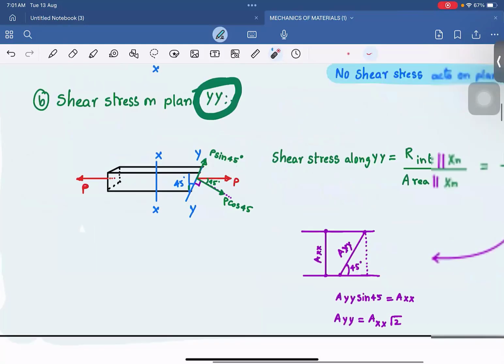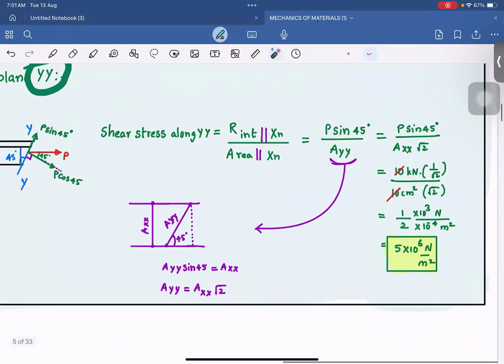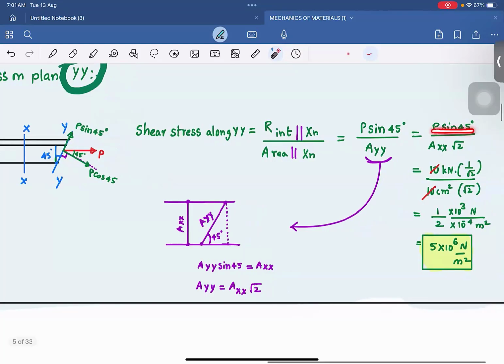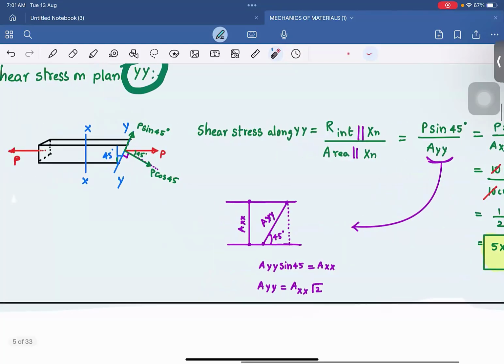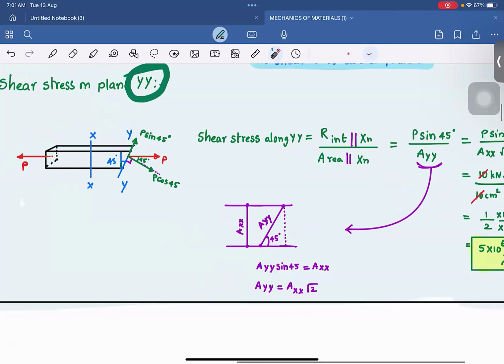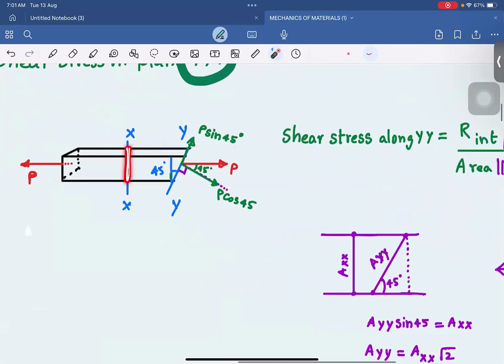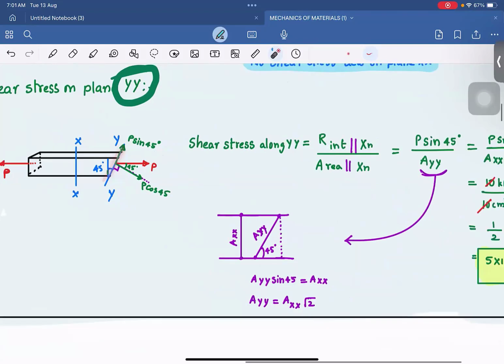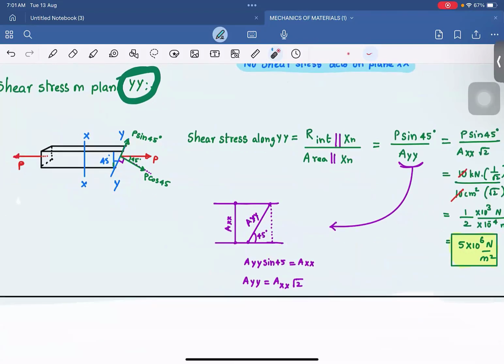You remember that? Next, my formula is internal resisting force parallel to the cross section. So which force is parallel to the cross section? Either this or this. Comparing these two, this is parallel to this cross section. This is perpendicular to this cross section. So I have to use P sin 45 by area parallel to the cross section. In the question, I have given you the area in the vertical plane, but my area has to be this. So don't make the mistake of taking the 10. It is its component along this direction.